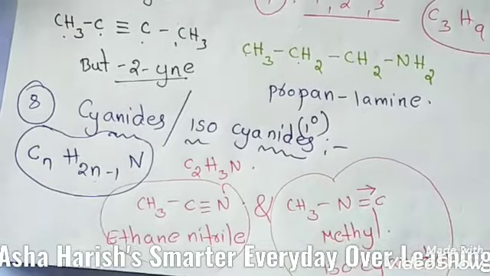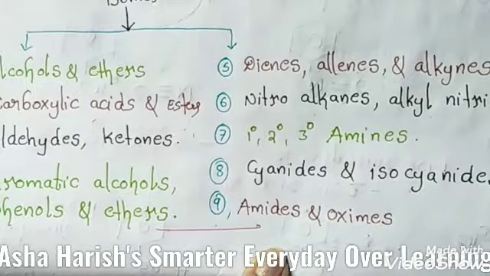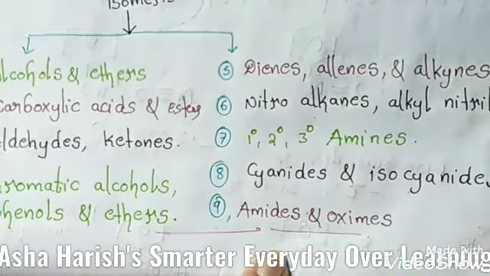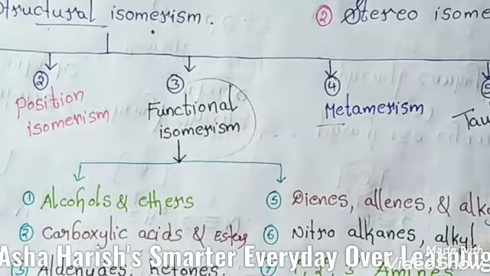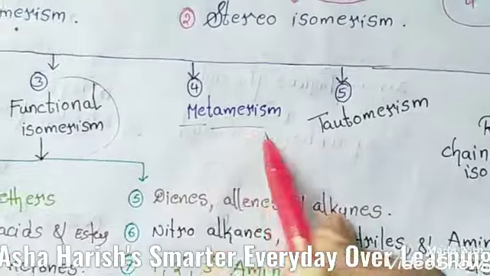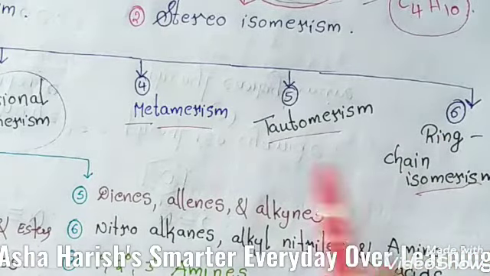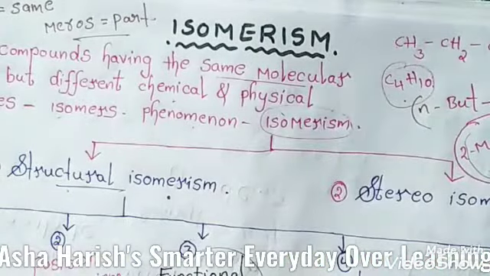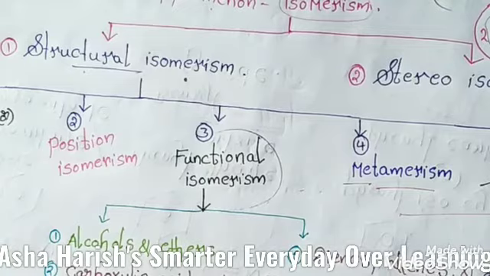This is about cyanides and isocyanides. We shall go for the 9th one. This is the last one, amides and oximes. Here, after functional isomerism, the third one, we are going to learn about metamerism, tautomerism and ring and chain isomerism. If you learn about these three, then today's topic will be finished about isomerism. Now let's see the last, ninth one, from functional isomerism.